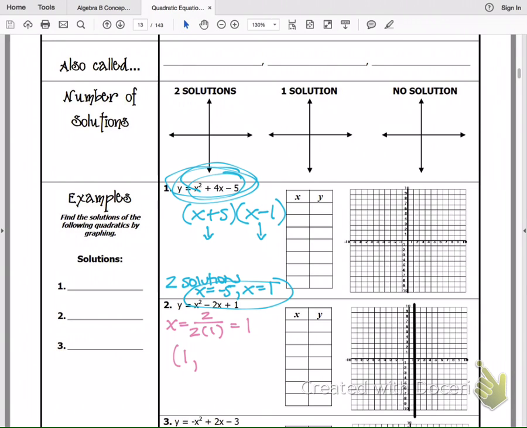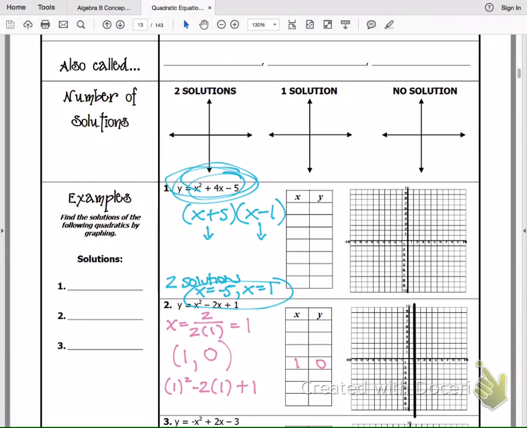Okay, so to find that, I plug in 1. 1 squared minus 2 times 1 plus 1. What does that give me for the vertex? 1 what? 0.